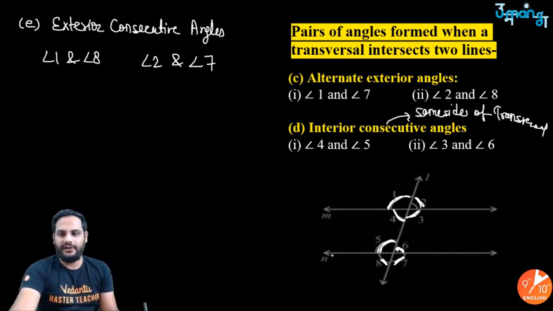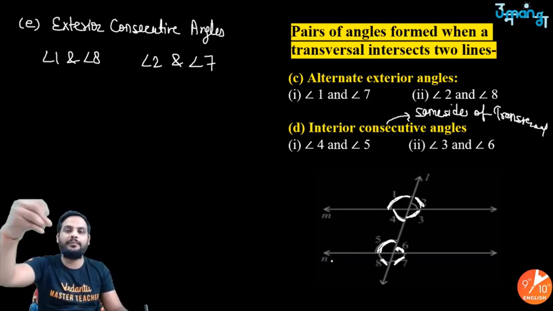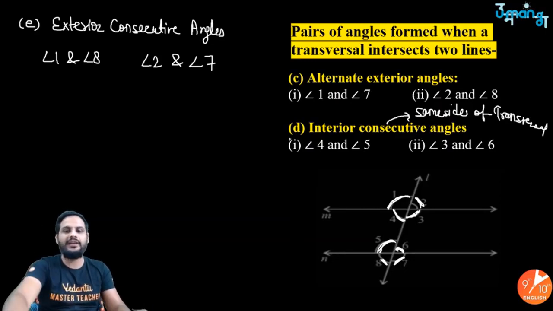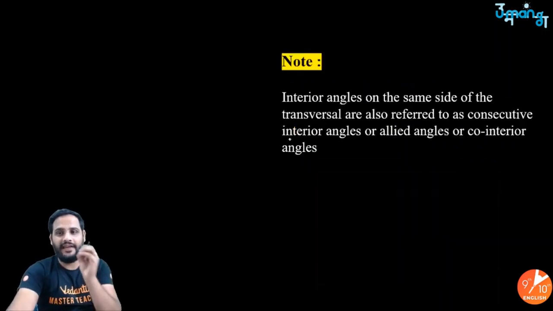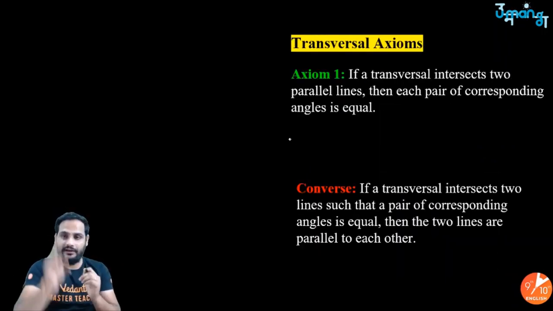Now we will understand that, see, this naming is true irrespective of whether M and N are parallel or not. We don't care whether M and N are parallel, the naming can be given. Okay, these names are true. But if M and N are parallel, then what happens?